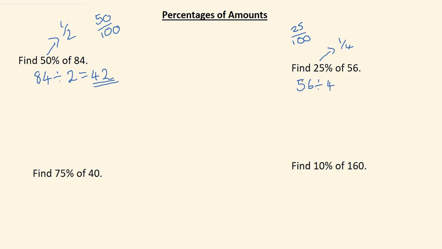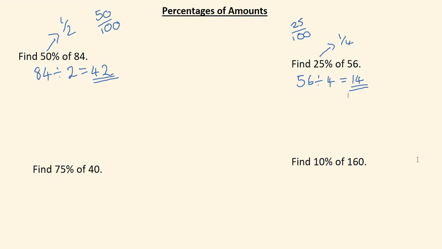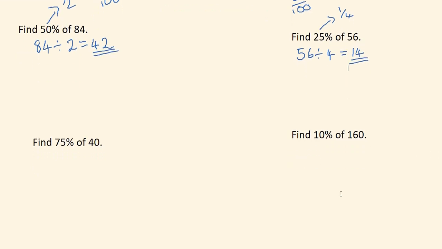Now, if we don't know how to divide 56 by 4, what we can do is we can say, well, I can halve it. So what's half of 56? And that would be 28. And then we can halve it again. Half of 28 would be 14. Okay, so that's a nice easy way of doing it if you don't know how to divide by 4. Okay, so let's have a look at another 2 types of percentages then.